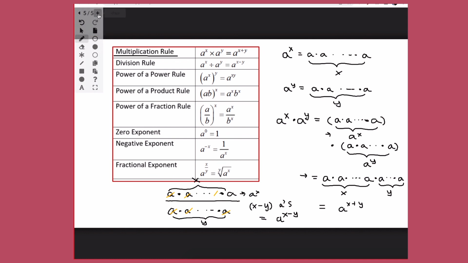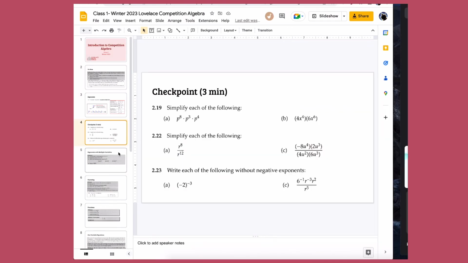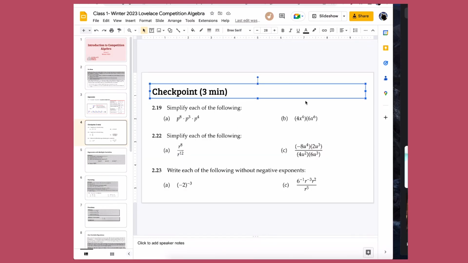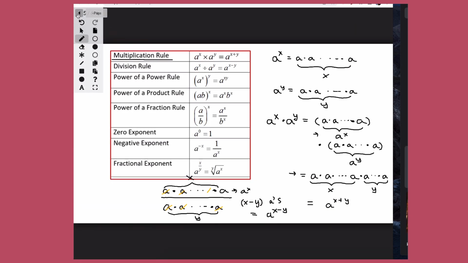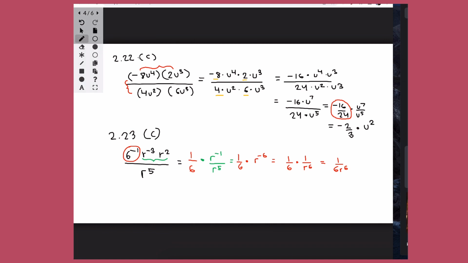Okay, so now we can move on. I think we should probably go over these problems another time, just in case anyone wasn't solid on the exponent rules. So I'll just quickly go over 2.22c and 2.23c. So basically, this problem gave us minus 8 times u to the power 4 times 2 times u cubed. And then on the denominator, we have 4 times u squared times 6 times u cubed.